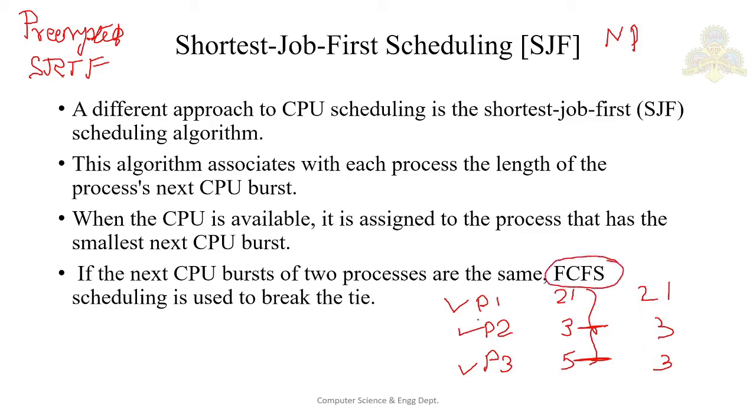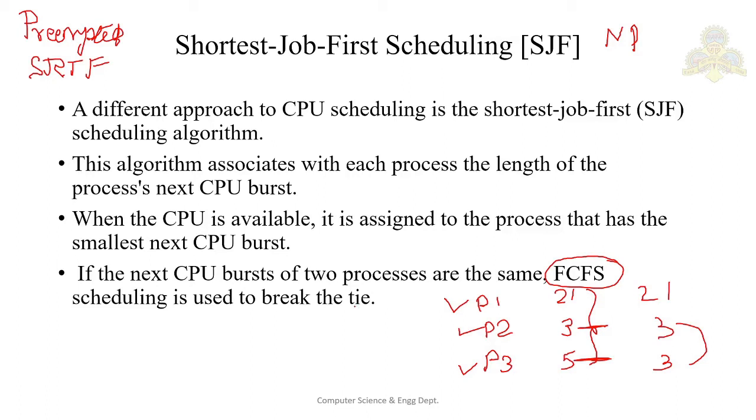That means first consider P1, P2, P3 and check the burst time. You can see two processes have the same burst time. In this case, what do you do? Apply FCFS for P2 and P3. If you apply FCFS for P2 and P3, what will happen? P2 will come into the picture first, execute that one, then take P3 and lastly take P1.